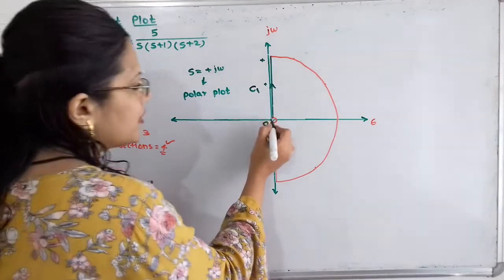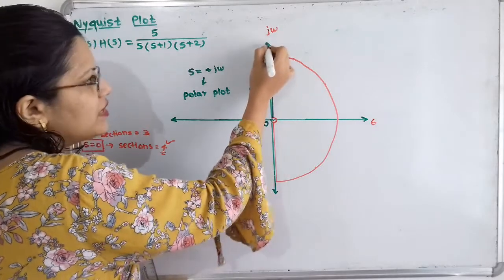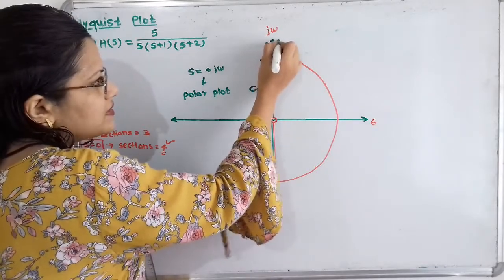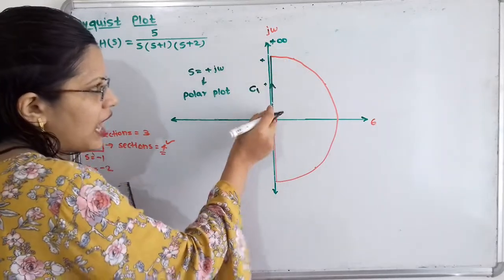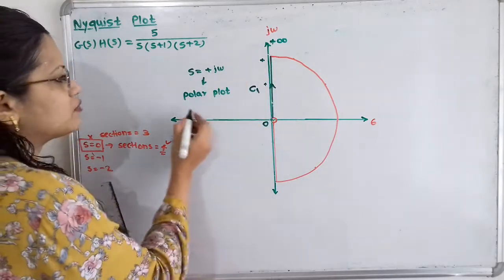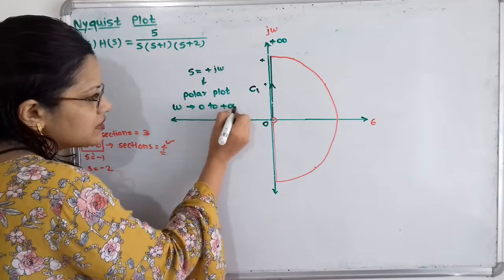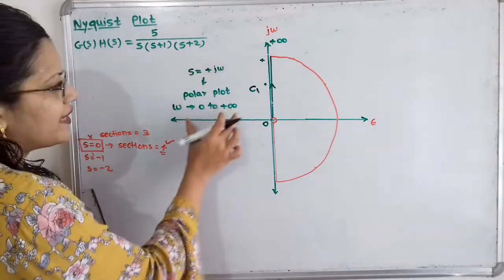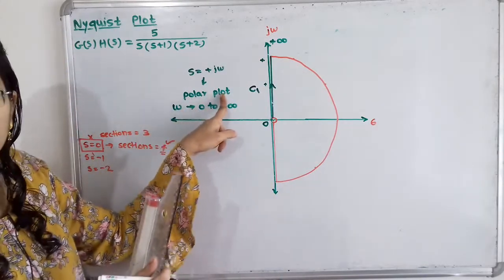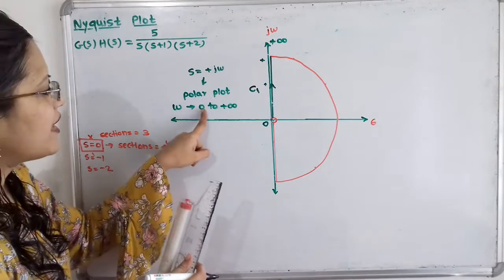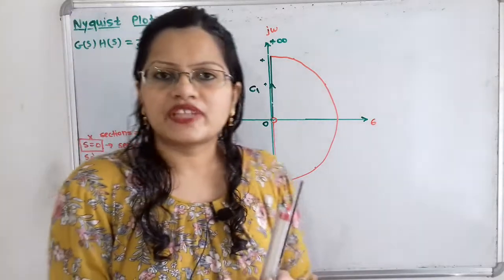Now we also know the start point is at this 0 and the end is towards infinity. Now what is this infinity? That is plus infinity, because along this half line there is the plus sign. So we can say that omega varies from 0 to plus infinity. So whenever we define the section C1, we have to draw the polar plot and omega will vary from 0 to plus infinity. Now we will move to the next section.